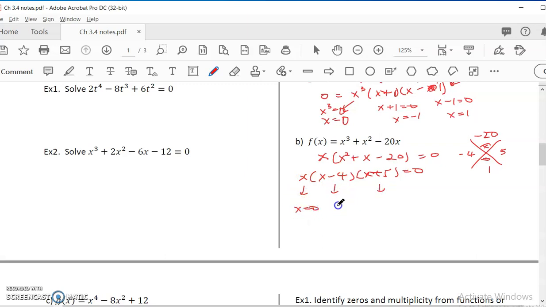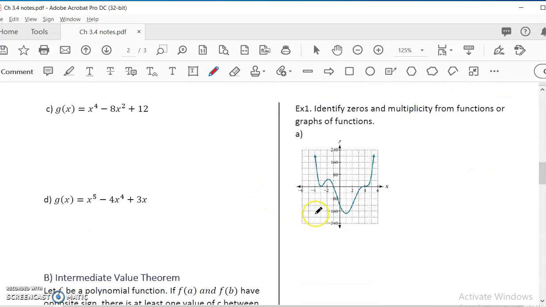X is equal to 0. X is equal to 4. And x is equal to -5. So you can think about if I am to graph this function, at least I have 1 point that I know, the -5 point I know, and then the 4 point that I know. They wiggle among them, but how do they do that? We'll do that later.